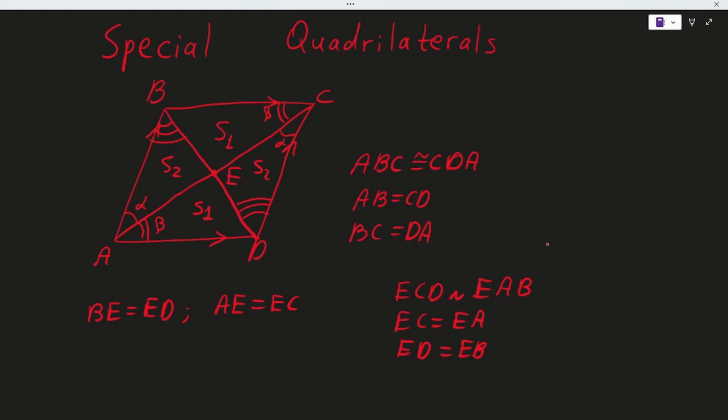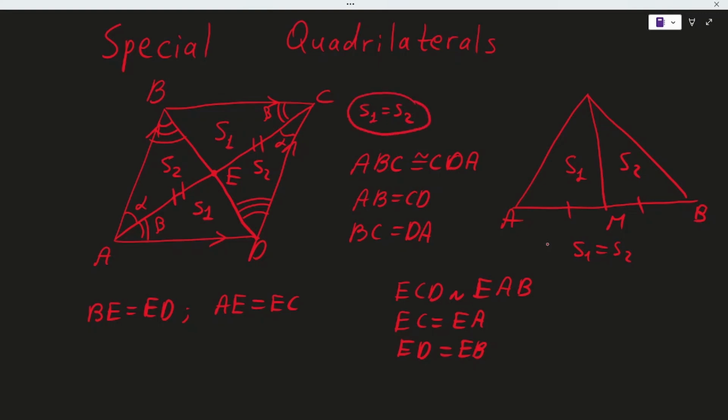As we know that AE equals EC, here we can use a well-known lemma that if in a triangle we have a median, it bisects the area into two equal parts. This is S1 and this is S2, and M is the midpoint of segment AB. S1 equals S2. And here as we have E midpoint of segment AC, clearly S1 equals S2. And we have proved that all of these triangles will have the same area.